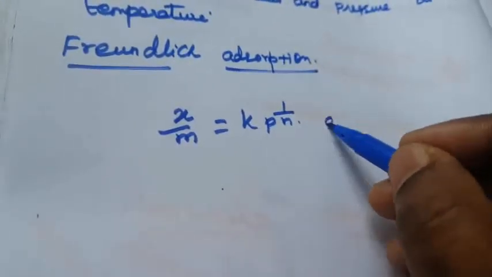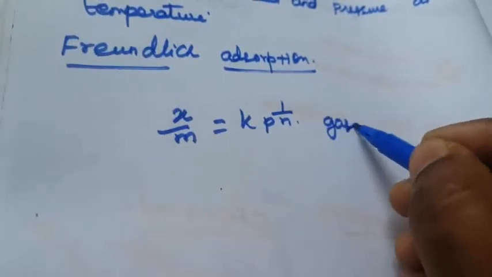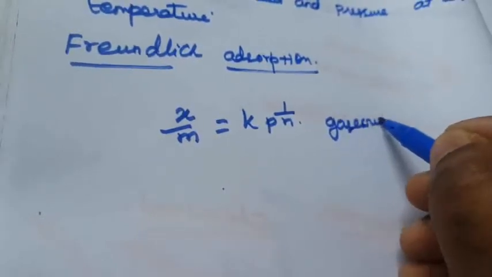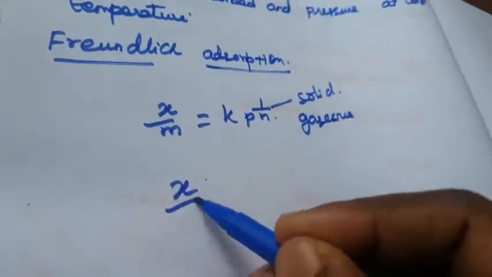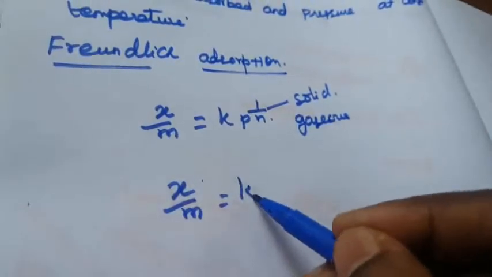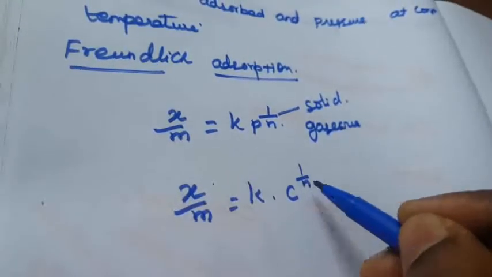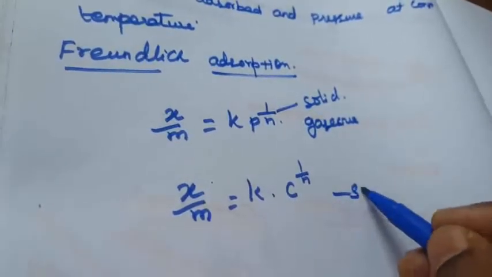Here p means the gaseous molecule adsorbed on the solid substance. The same equation can be written for solutions as x by m equals K C power 1 by n, where C is the concentration. This is the form used for a solution.